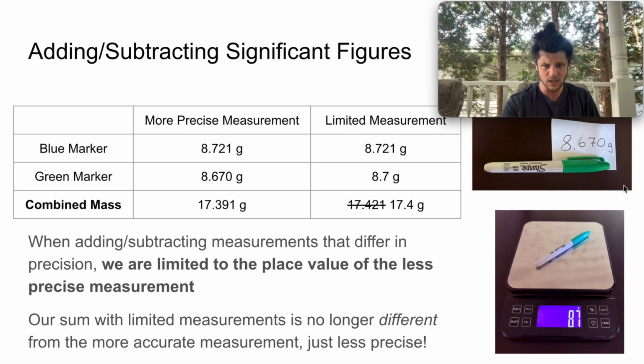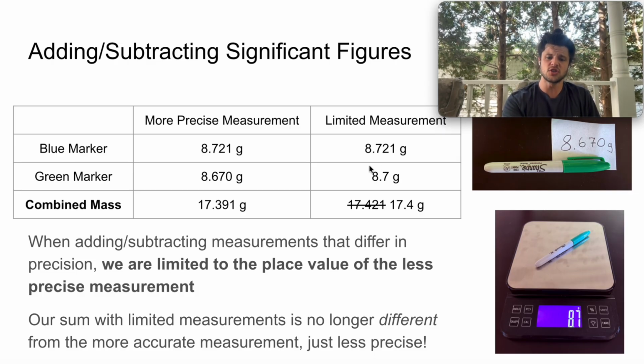If we take a look at these two measurements, the blue marker's one is the more precise one. This one is precise to the thousandths of a gram. However, the green marker is less precise. It's only precise to the tenths of a gram. So we're going to add these two numbers together, and we get 17.421. But then that number, when we add the two numbers straight up together, we're going to round off to the place value of the less precise of the two numbers we added together.